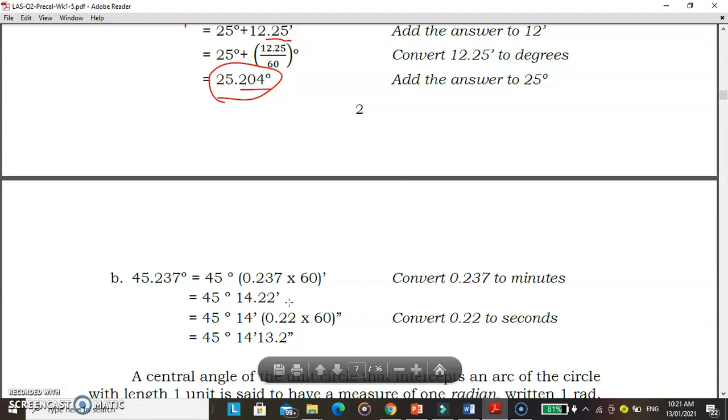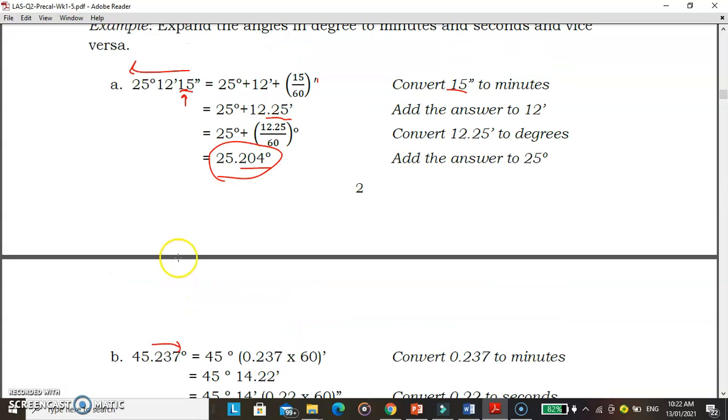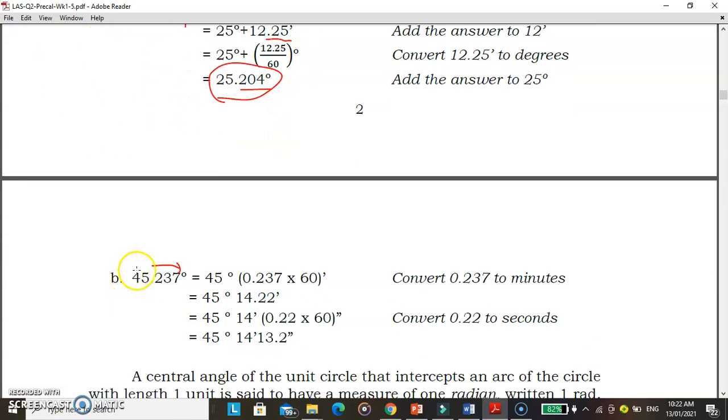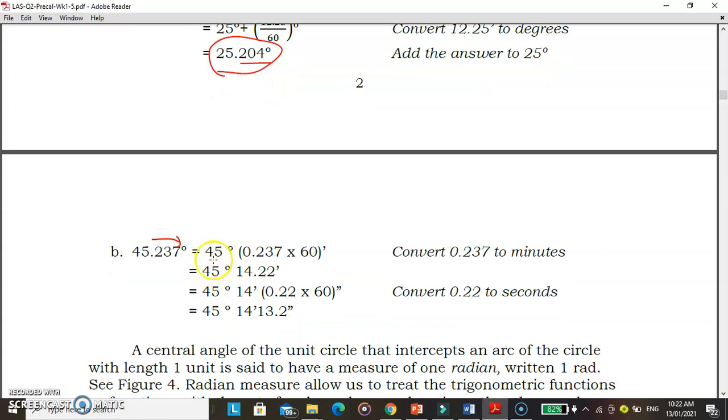Okay, for the second example, we have 45 and 237 thousandths degrees. We are going to expand this one into minutes and seconds. So we will start with the decimal places. So the direction of our conversion now, unlike this one which went to the left, now goes to the right. So we will just rewrite 45 degrees, and then here, 0.37 times 60. So we convert it into minutes, and the result is 14.22 minutes.